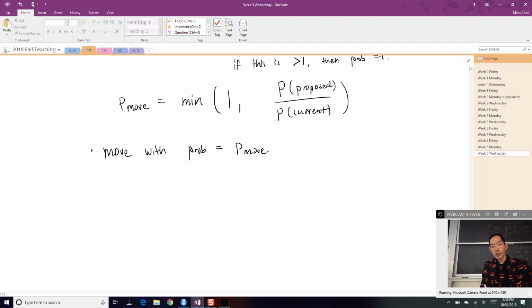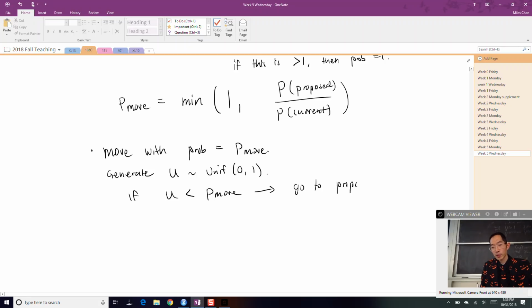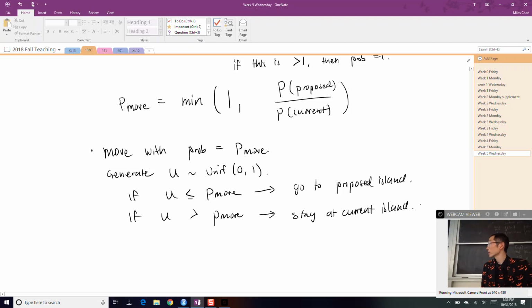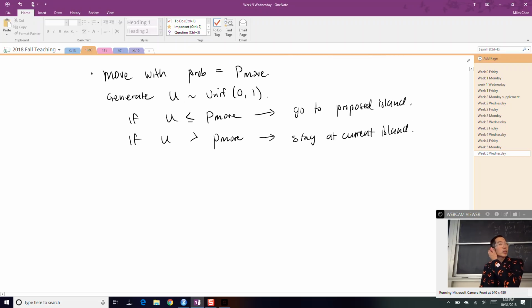So basically, you generate a u from uniform 0, 1. Okay, and if u is less than p move, go to the proposed island. And if u is greater than p move, stay at the current island. Okay? And then wherever you end up, you'll make another visit. So even if you don't move, you'll stay at your current island and you make another visit at your current island.